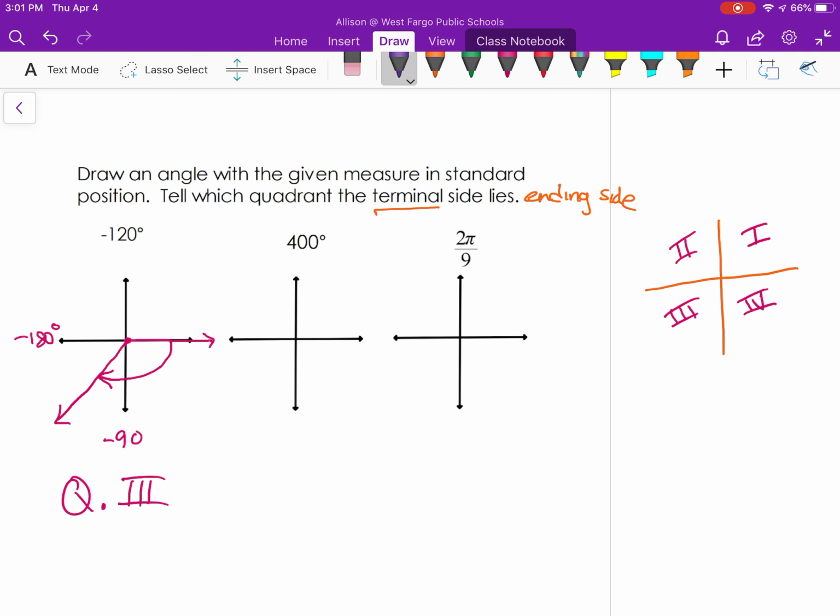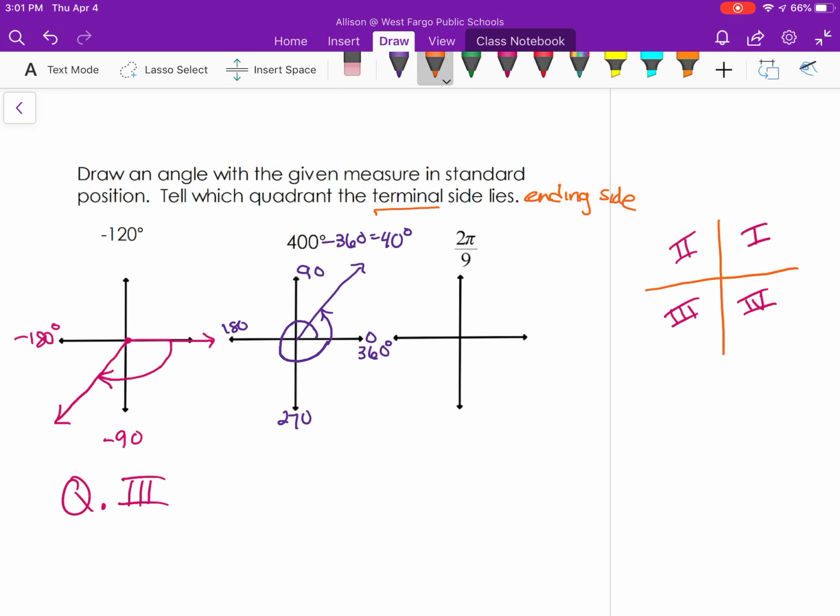400 degrees. Remember, that would have to go all the way around. So 0, 90, 180, 270, 360. You'd go all the way around the circle one time, and then from 360 to get to 400, you need another 40 degrees. So 400 minus 360 is 40. So I'd have to go another 40 degrees in the counterclockwise direction for a positive angle. So all the way around and another 40 degrees would be 400 degrees.